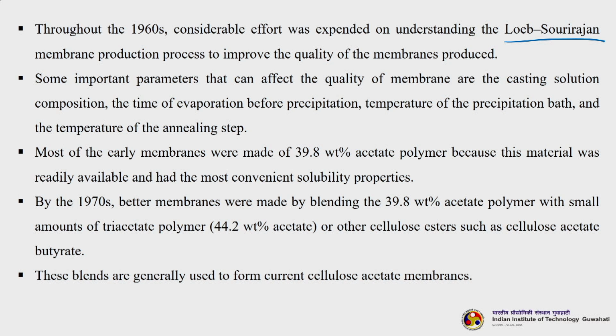Most of the early membranes were made of 39.8 weight percent acetate polymer, because this material was readily available and has the most convenient solubility properties. By the 1970s, better membranes were made by blending 39.8 weight percent acetate polymer with a small amount of triacetate polymer and other cellulose esters such as cellulose acetate butyrate. These blends are generally used to form current cellulose acetate membranes.